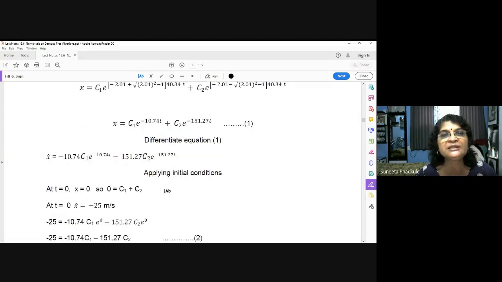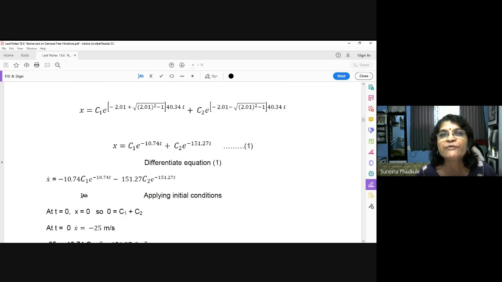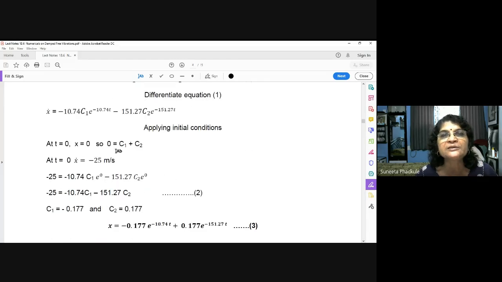Okay. Now apply the initial conditions. What is the first initial condition? At t is equal to 0, X is equal to 0. So when I put t is equal to 0, that is 0 is equal to C1 e raised to 0 plus C2 e raised to 0. So C1 plus C2 is equal to 0. This you will get from the first initial condition.